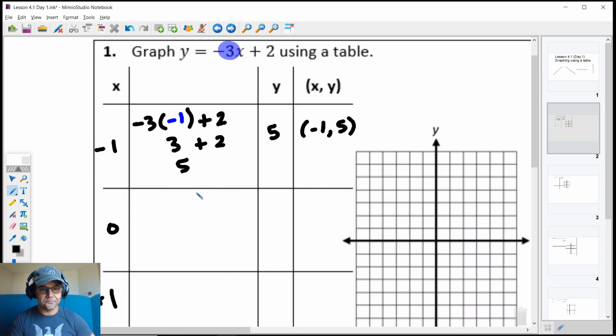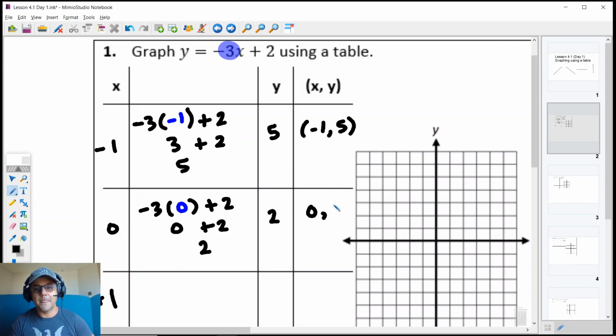plot my points. Now, the 0 is the easiest one, but remember, you're going to go ahead and take what the y is equal to. So it's negative 3 multiplied by the value of x, add 2. And this time we have selected x to be 0. Again, 0 is that great middle number. It's going to keep stuff balanced. So negative 3 times 0 is just 0, add 2. So that's obviously going to give me a y value of 2. My ordered pair is going to be 0, 2.